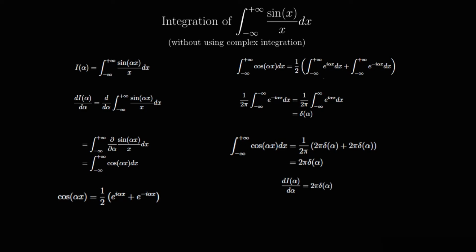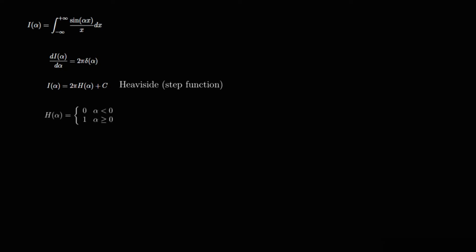We have that the solution to this equation is I of alpha equals 2 pi H of alpha plus c, where H of alpha is the Heaviside or step function and c is a constant. The Heaviside function is defined as 0 if alpha is negative and 1 if alpha is positive or 0.